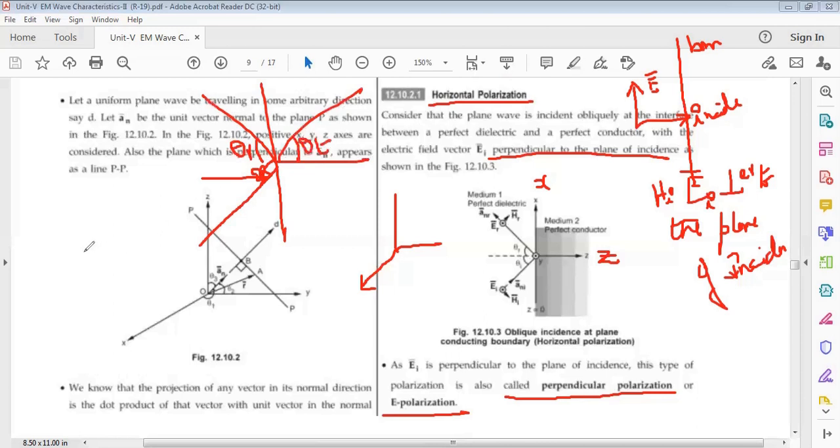Okay. In the previous class, we already saw there is no transmission in the conductor. Only the reflection is there. There is no transmission in the perfect conductor because the conductivity is infinite and the intrinsic impedance is 0, so there is no transmission coefficient. It is fully reflected. Got it, my dear students?